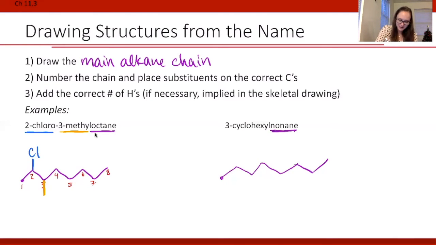Okay, let's number our carbons. 1, 2, 3, 4, 5, 6, 7, 8. I even missed one. And 9. See, this is why we number.